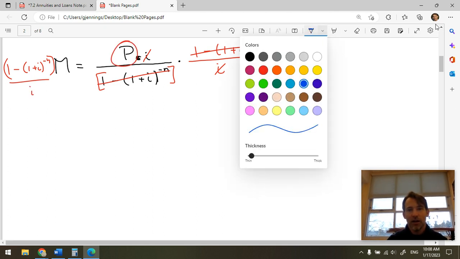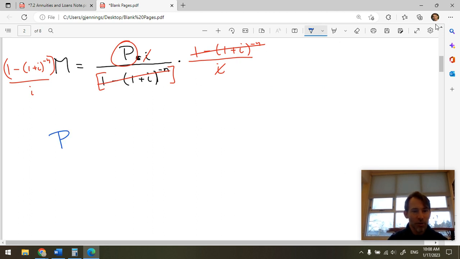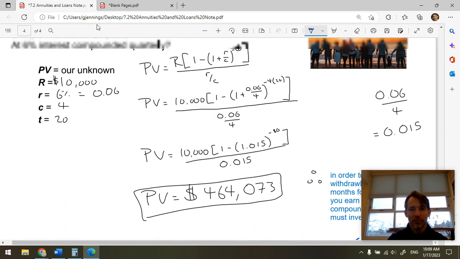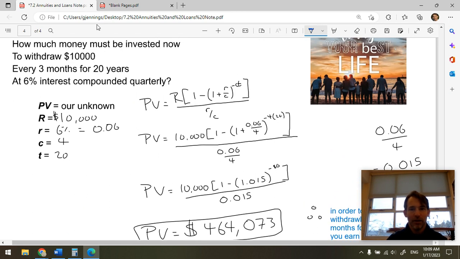And then rewrite, for the sake of mathematical aesthetic formula beauty, P is equal to M multiplied by 1 minus 1 plus I to the negative n, all over I. Cool. Okay, and I'm sure I have that formula in here somewhere. Yeah, it's that one there. Same thing. So you could just have used that formula that I gave you with R over C to calculate for I and CT to calculate for N.